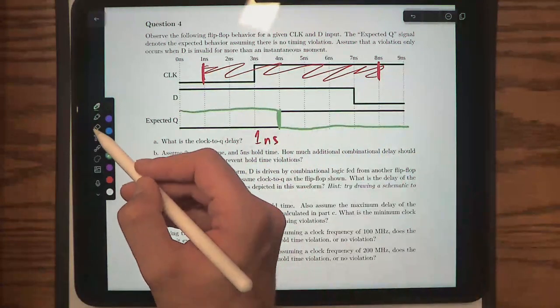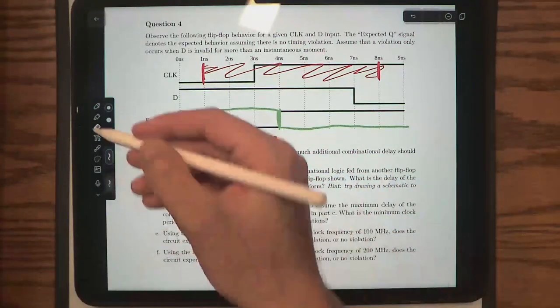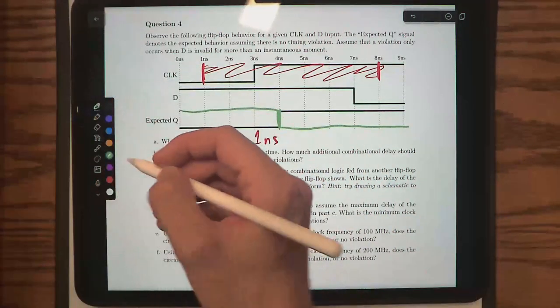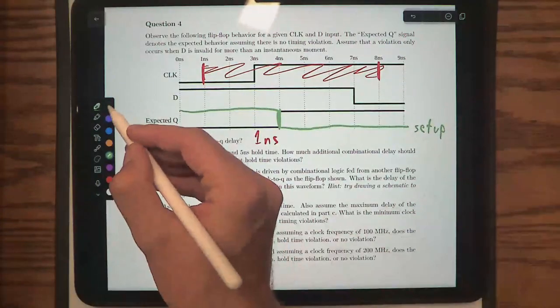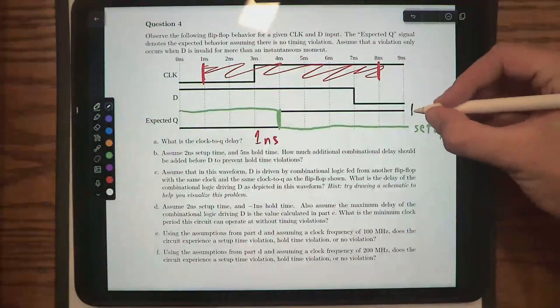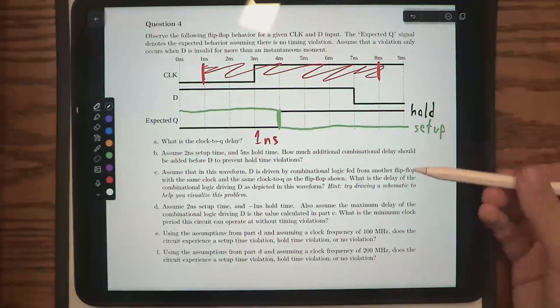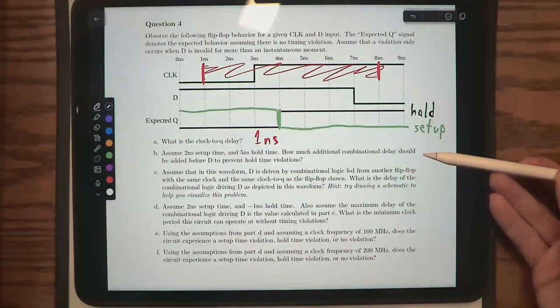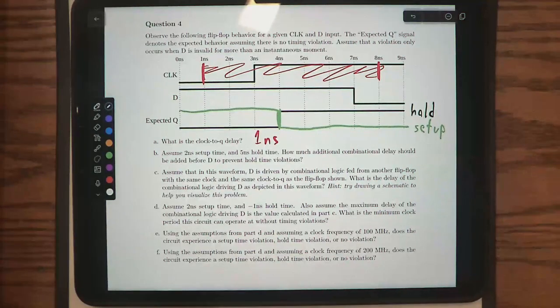If we go with the actual, for this green case it would be a setup violation. But for this black one, it would be a hold violation. So this question is saying it does have a hold violation, and now it's asking how do we fix the hold time violation?